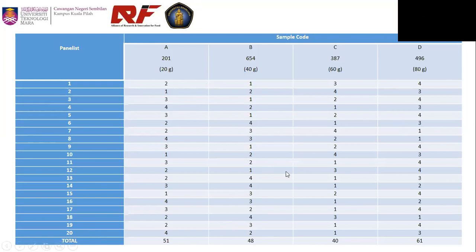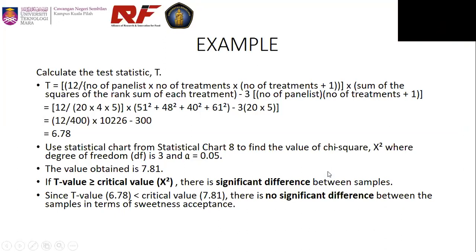First of all, if you look at here, the first panelist ranked the 40 grams of sugar sample, 654, as the first or the most preferred, and the 496 sample is the least preferred. So that's how we read the information here. And then you need to sum up all the ranks here. You get the result.